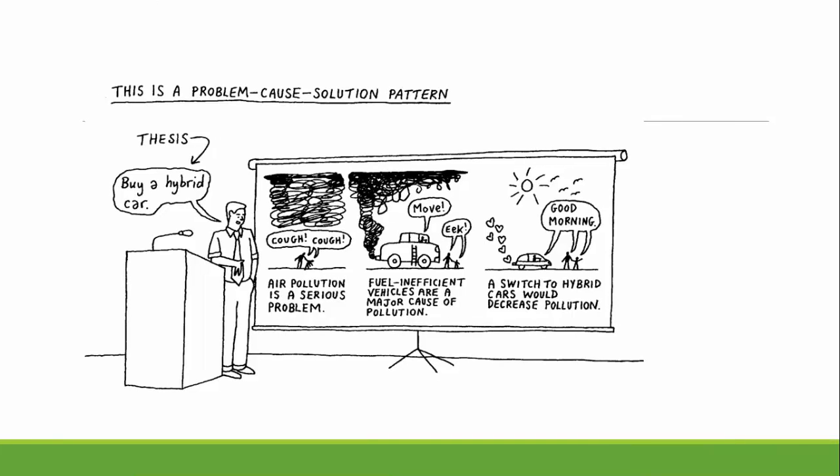Here is an example of a problem, cause, solution pattern. A thesis statement is, buy a hybrid car. The first main point is, air pollution is a serious problem. The second main point is the cause, which is fuel inefficient vehicles are a major cause of pollution. And the third main point is the solution. A switch to hybrid cars would decrease pollution.